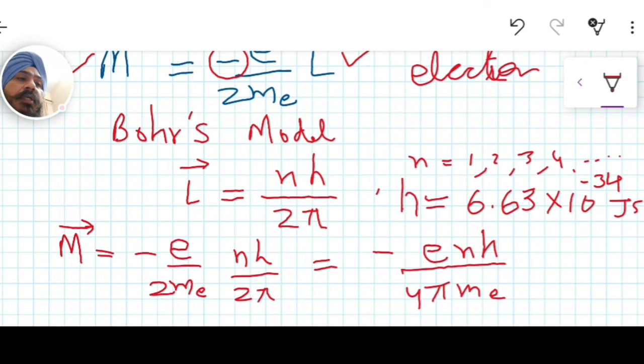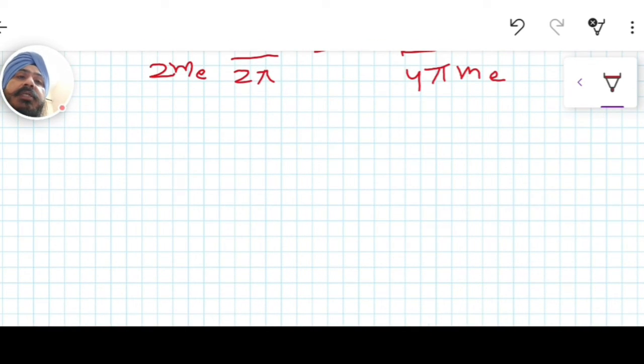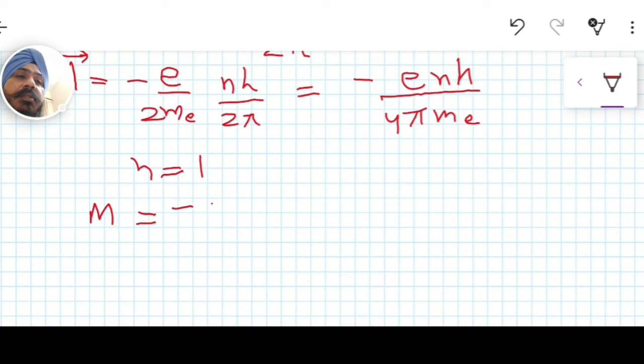So if we are concerned only with the first orbit, we are dealing with the case of the hydrogen atom. For hydrogen atom there is only one orbit and only one electron revolving in the first orbit. So for the first orbit we have n is equal to 1. Therefore the magnetic dipole moment of the first orbit of the hydrogen atom will be minus e h upon 4 pi me.